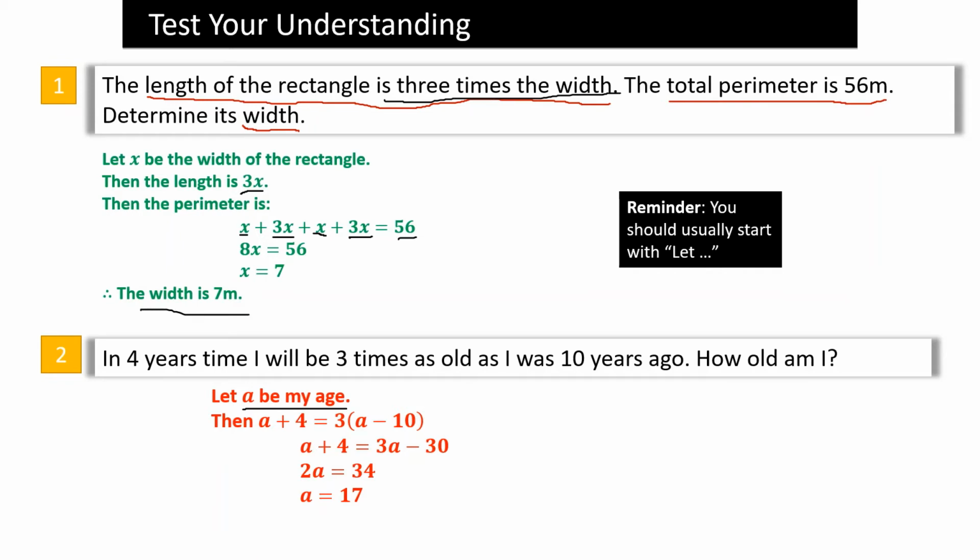So we know that in 4 years' time, your age would be your current age plus 4, which is A plus 4. And your age 10 years ago would be A minus 10. And your age in 4 years' time is 3 times your age 10 years ago. So if your age 10 years ago is A minus 10, then 3 times that would be 3 times as old. So therefore, we know that A plus 4 is equal to 3A minus 30, distributive law. Again, once we have brackets, 3 times A is 3A, and 3 times a negative 10 is negative 30. Then once we have that, we solve for A, so we know that A is 17. Very, very important.